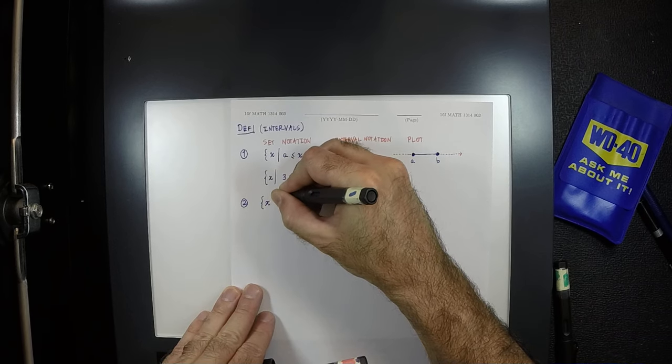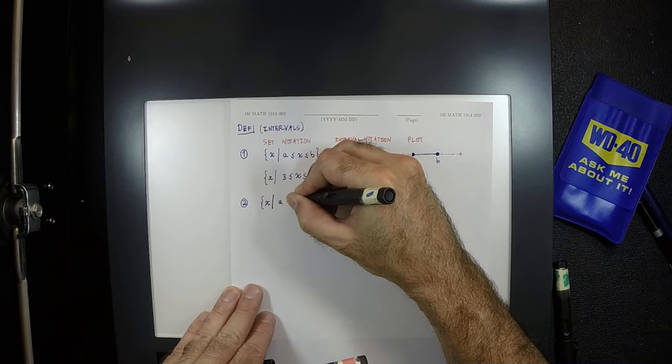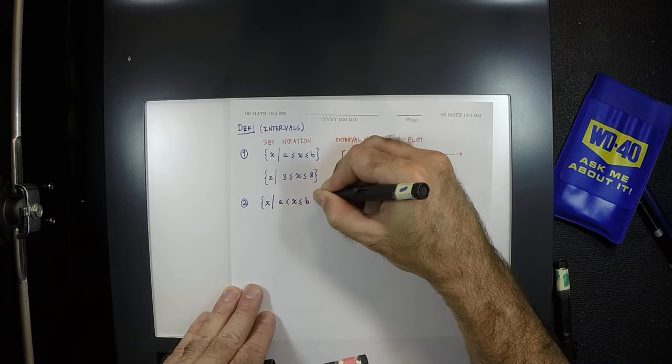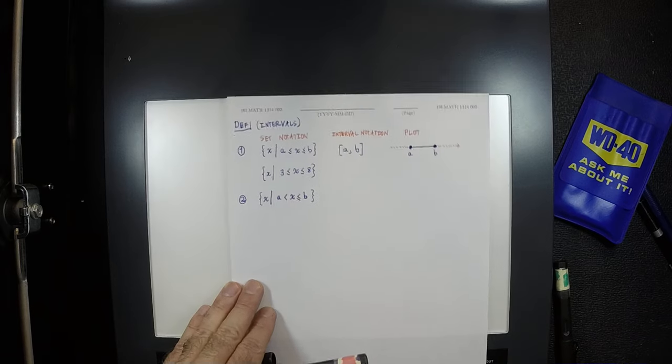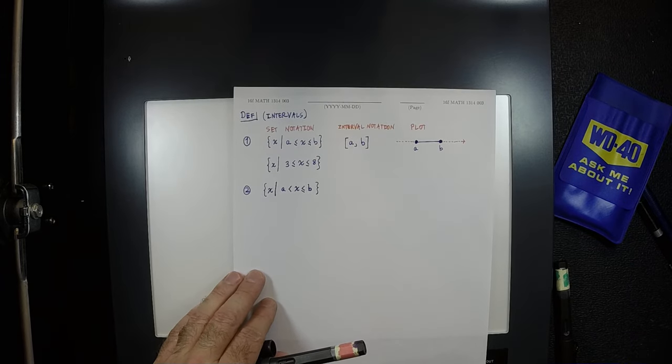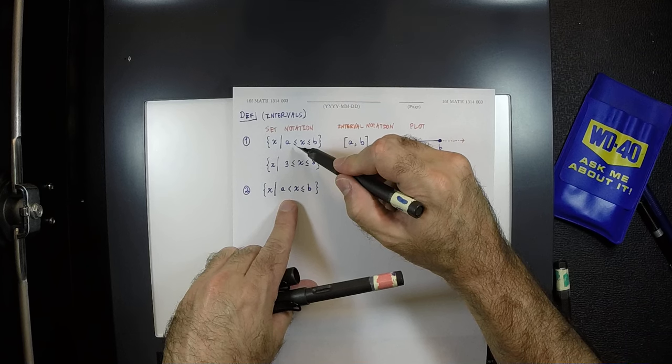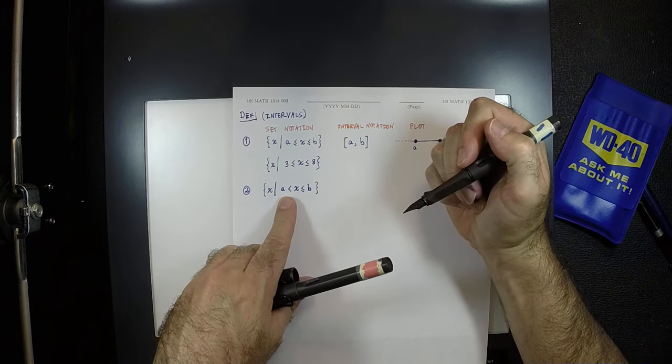Set of all x such that a less than x less than or equal b. How is this different than the set in part one? Does not include A. So the distinction is that this is less or equal on the top, and this one is just less than.